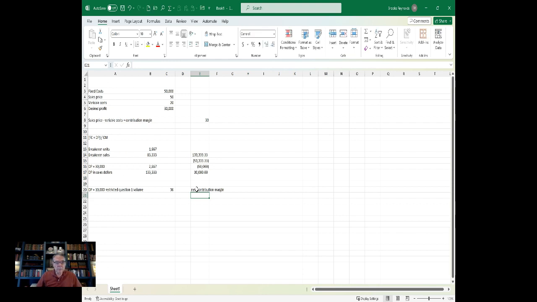And to get the new sales price, of course, we're going to have to add the variable cost, because again, contribution margin is sales price minus variable cost. So we need to add the variable cost back, which of course is this. And we add these two numbers together and the new sales price would be $56.